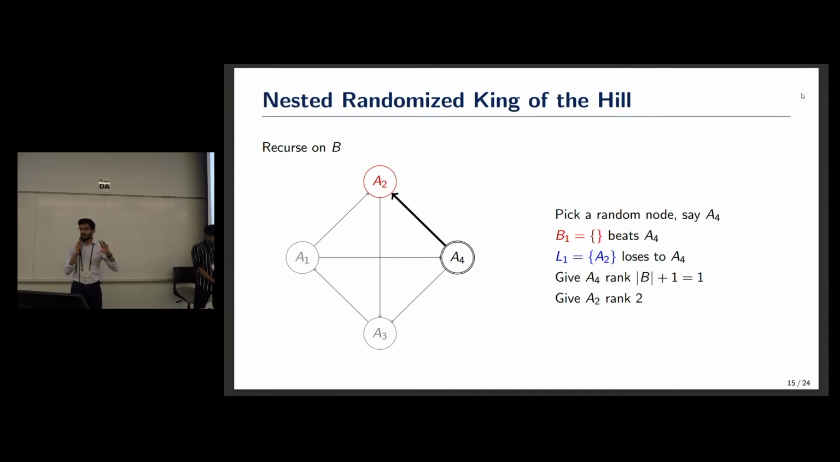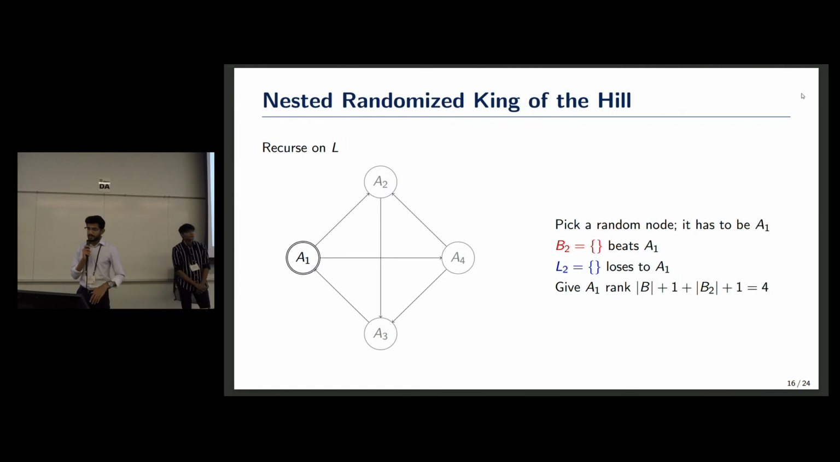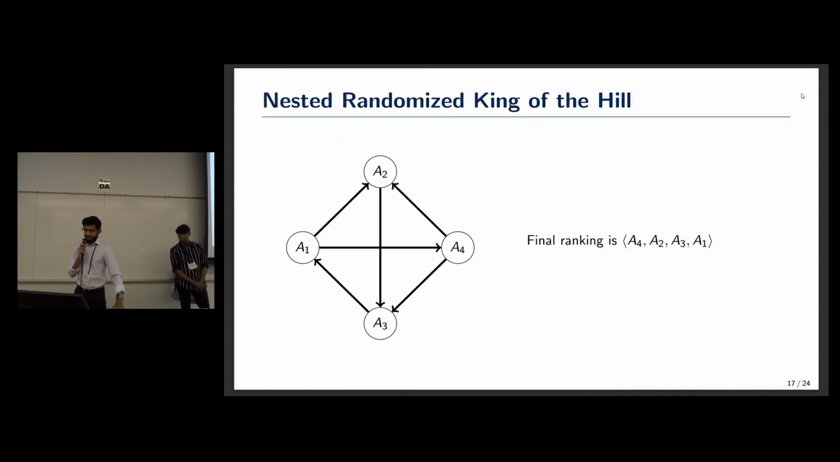But on the top, we have that A4 beats A2, so we give A4 rank 1 and A2 rank 2. So this gives us our final ranking of A4, A2, A3, and A1. And of course, this is dependent on the order that we pick the pivots. So this is one possible outcome. That's randomized king of the hill.